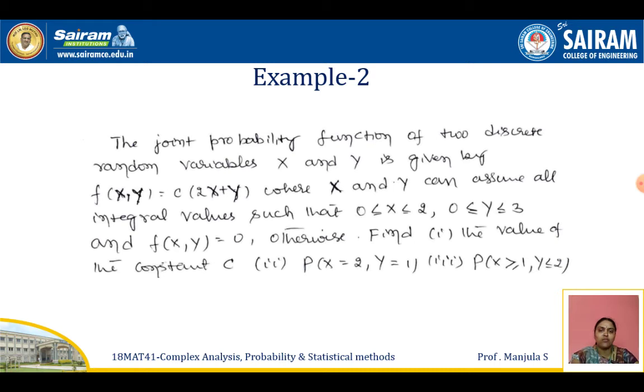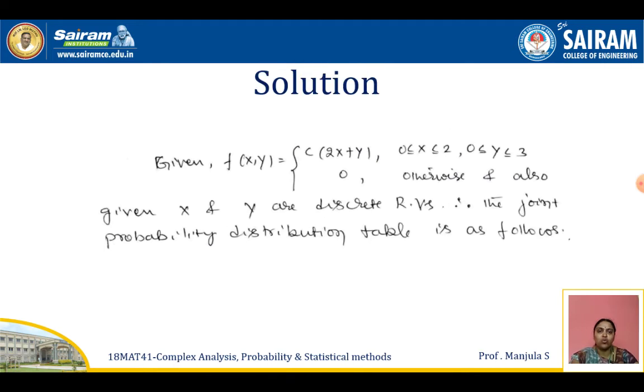The first is to find the value of the constant c, and the probability for x equals 2 and y equals 1, and the probability for x greater than or equal to 1 and y less than or equal to 2. These are the things they asked us to find in this problem. So now we'll see the solution.